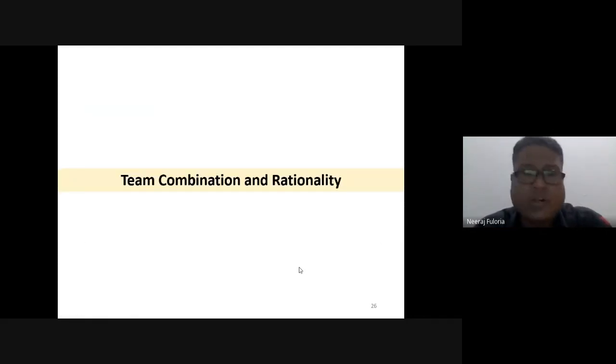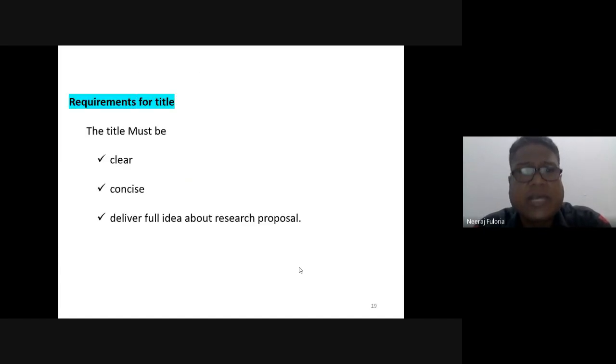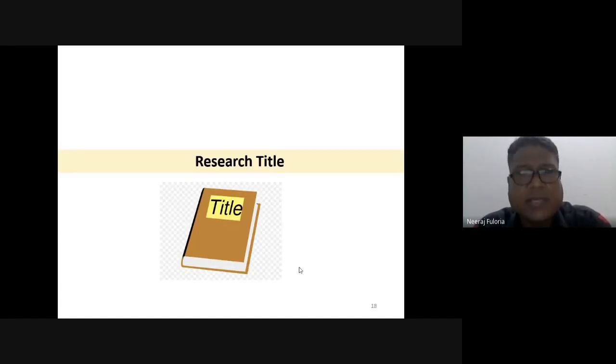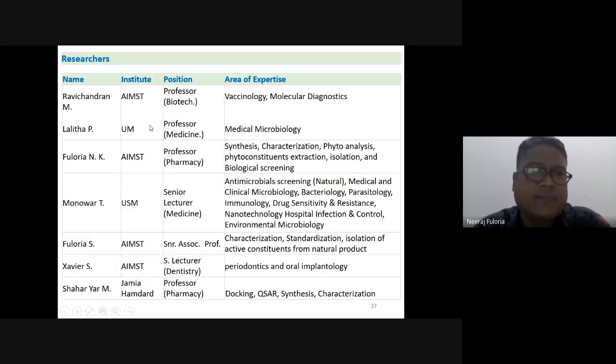Now coming to writing, as I told, we have different things. The first is the title, which is the most important. The second is in which research domain you are going to go. Third is your team combination and rationality. For example, we have a team of members, and this is one of the projects.